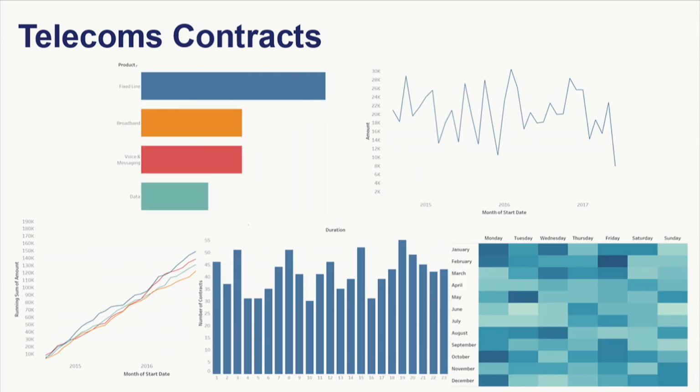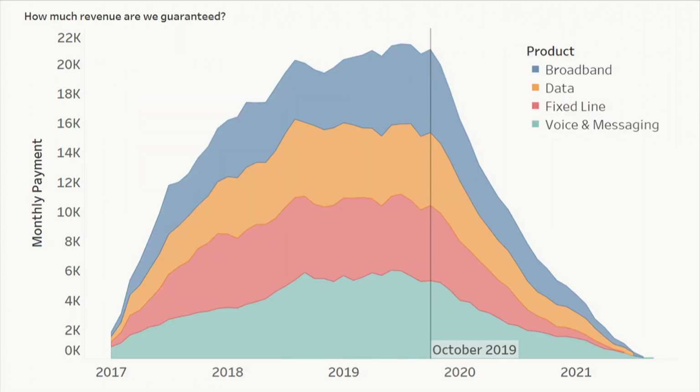I'm sure all of you could build these charts in a matter of seconds, answering simple questions like how many of each product did we sell, how many contracts did we sign this month, or how long do contracts last on average. But we want to bring out the big guns.